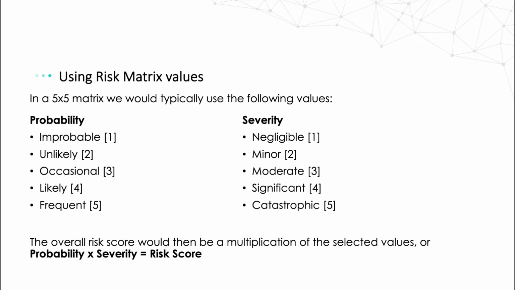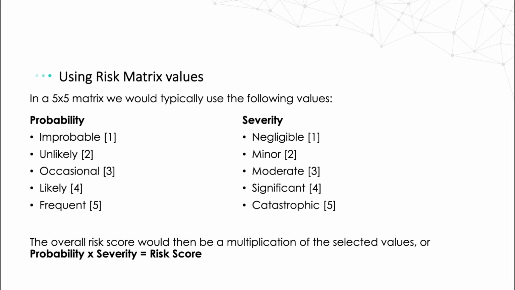So using that risk matrix structure is all well and good. How do we find out what a risk is on that? Well, we look at our 5x5 matrix and we'll see there's probability and severity. So in our probability, we have our 5, which is improbable, unlikely, occasional, likely, and frequent. And each one of those is given a numerical value. We have the same for severity: negligible, minor, moderate, significant, catastrophic. Each of those is given a numerical value. And to find out how the risk is applied, we simply multiply the probability by the severity and we get a risk score. And it's that simple.